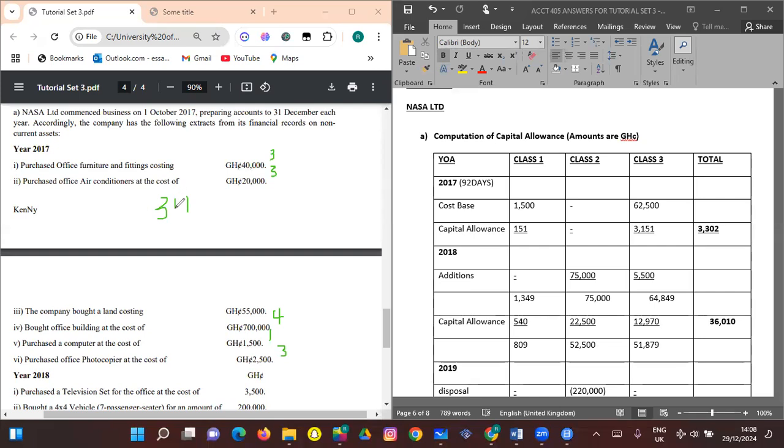31, plus November has 30 days: September, April, June, and November. And then December also has 31. All the rest are 31, except February alone. That's the same thing here. So we are going to get a total of 92 days. Our basis period for the first year is 92 days. That's what we're having here.